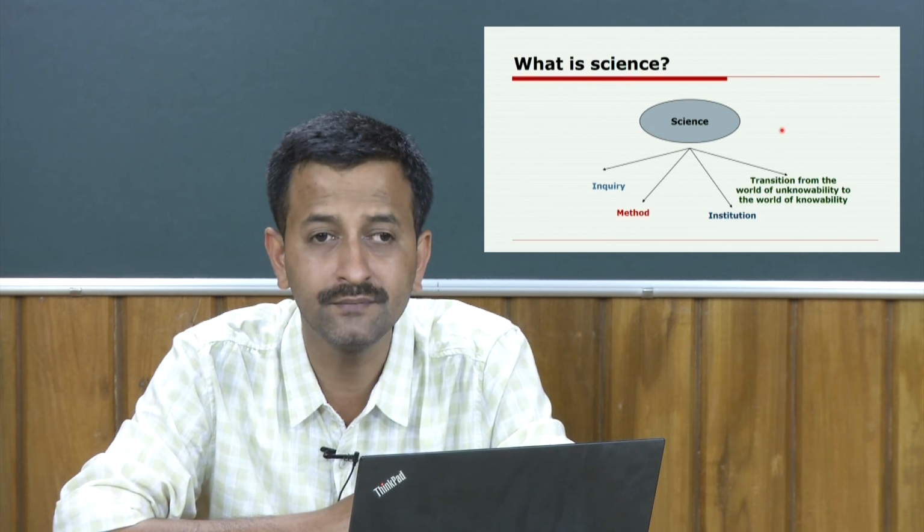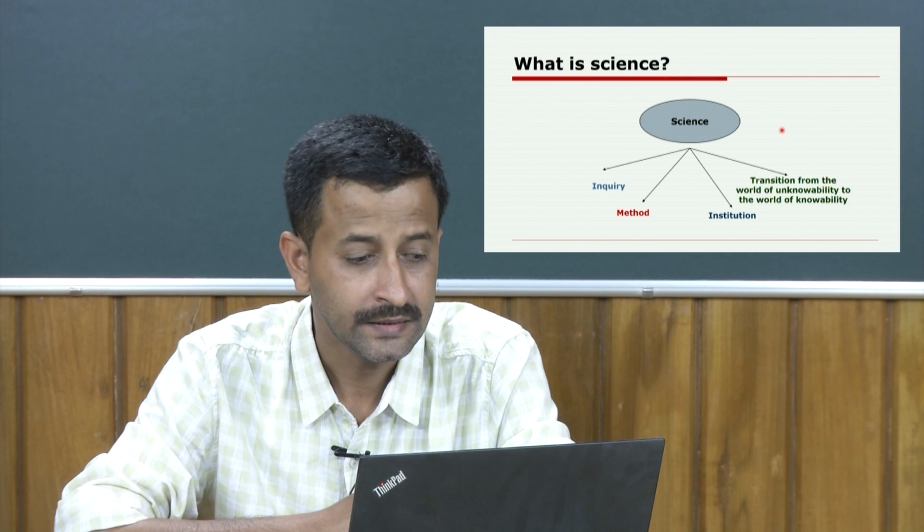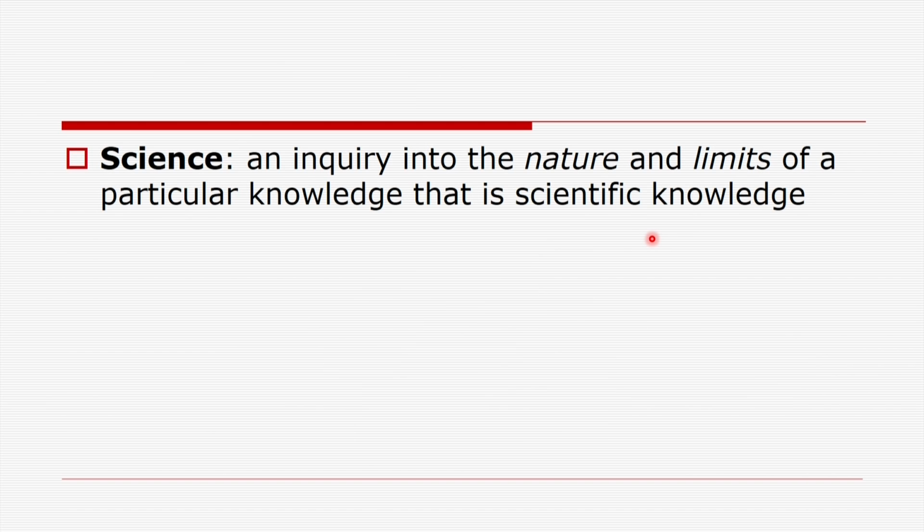Then let us come to what constitutes science. Science can be delineated through various modes. Science may be an inquiry, science may be a method, science may be an institution, science may be an ideology, science may be a transition from the world of unknowability to the world of knowability. When I say science is an inquiry into the nature and limits of a particular knowledge, that is scientific knowledge.